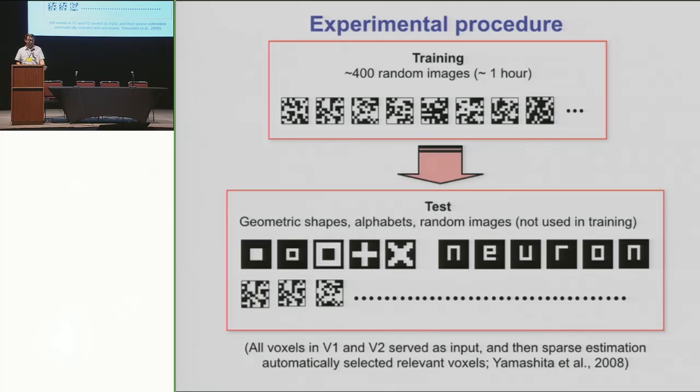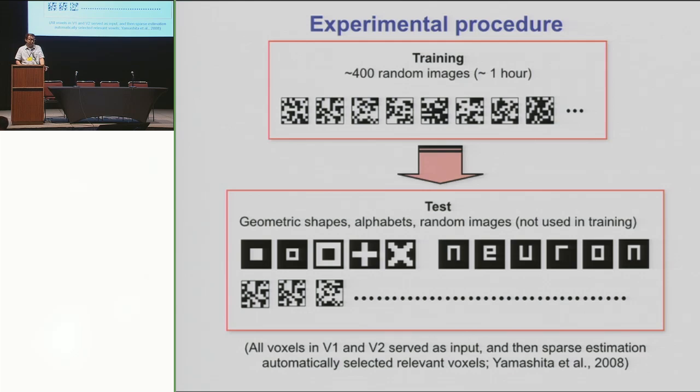And how did we train the decoder? For the training, we just presented random images. We presented 400 random images in a 1 hour experiment. It's a really boring task, just watching random images, and it's a lot of images for the subject. But compared to the whole, 2 to the power of 100 images, this is a really tiny fraction of images. So the question is whether the decoder trained with a very small fraction of images can generalize to any arbitrary images.